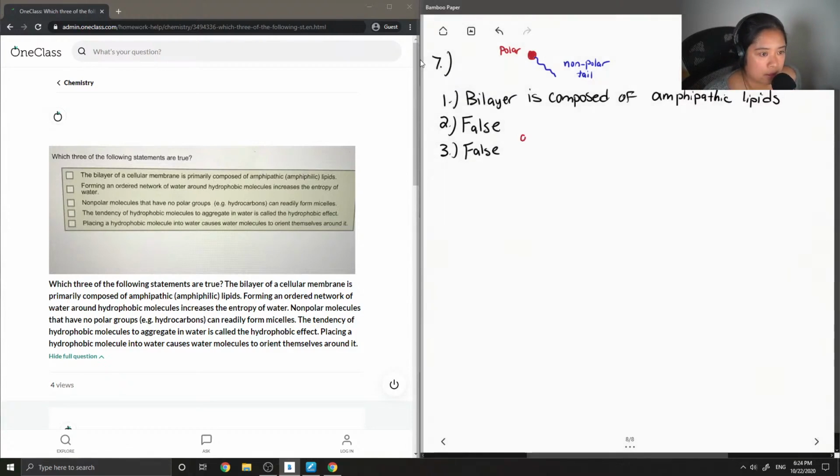Because micelles look like this. So fun fact, micelles are used like in soaps and detergents, and they're the reasons why we can trap dirt in the inside of them and then using water just washing it out. So basically you need both nonpolar and the polar groups to form micelles.